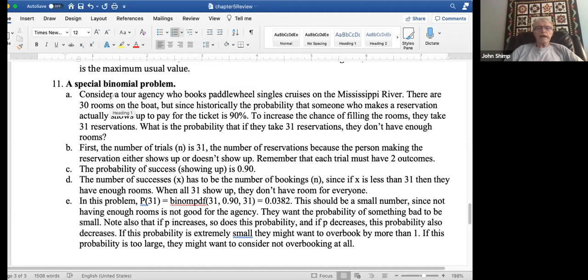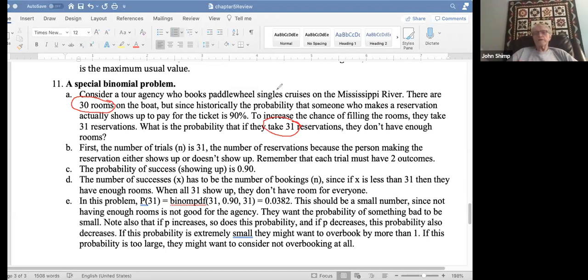All right, they have 30 rooms, but they're going to take 31 reservations. My question to you is, this is probably the hardest part of these problems, which of those two numbers is our number of trials? Remember what a trial has to have associated with it. It has to only have 2 possible outcomes.